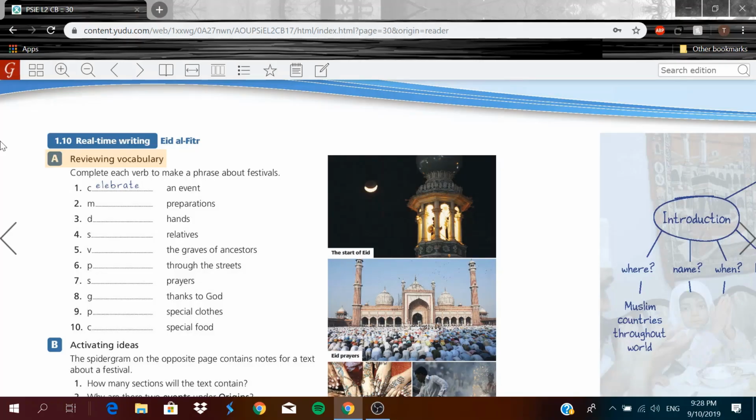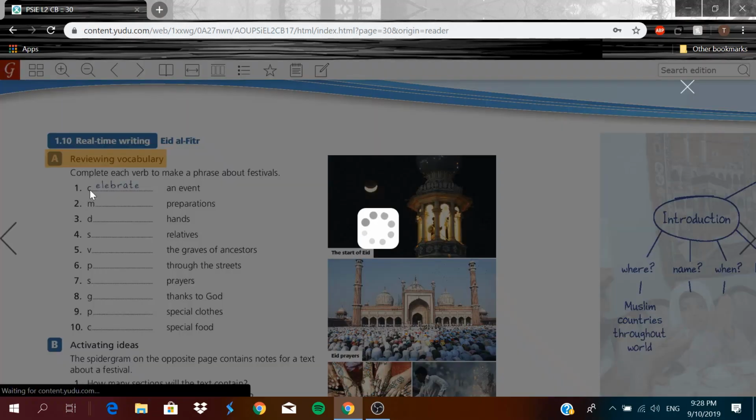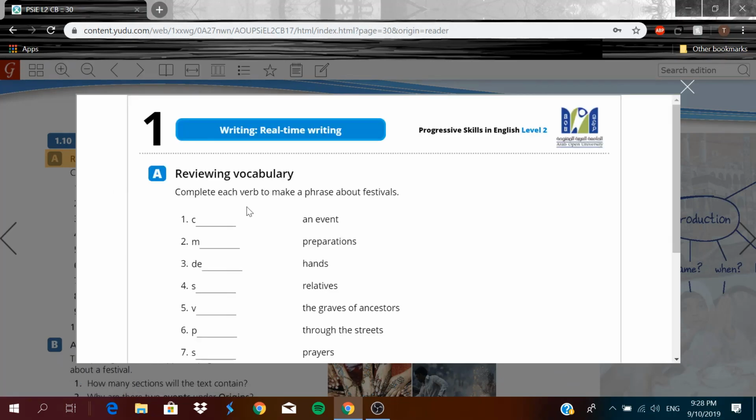Here we have real-time writing, and we're going to be talking about a specific festival here, Eid al-Fitr. Okay, so let's start with a simple review vocab. So here we have complete each verb to make a phrase about festivals. So the verb should have a really similar meaning, or to complete the phrase, right? So what do you think we can use as a verb to complete an event? We can say, or perhaps say, celebrate, right? Celebrate an event. 2, we can say, make preparations.